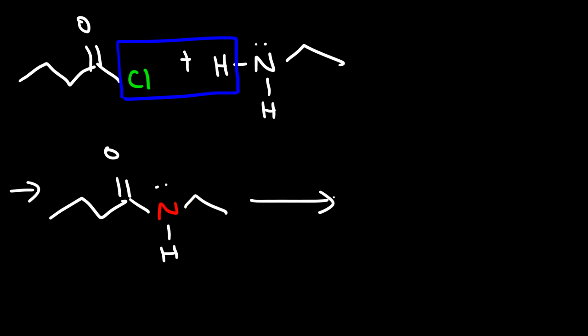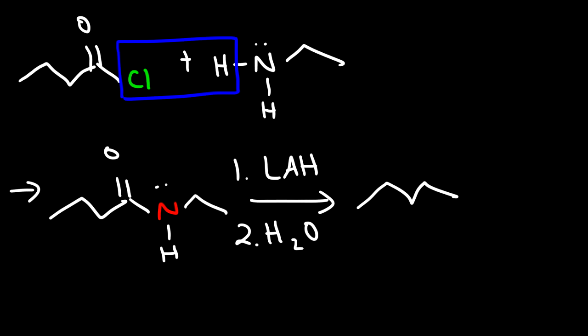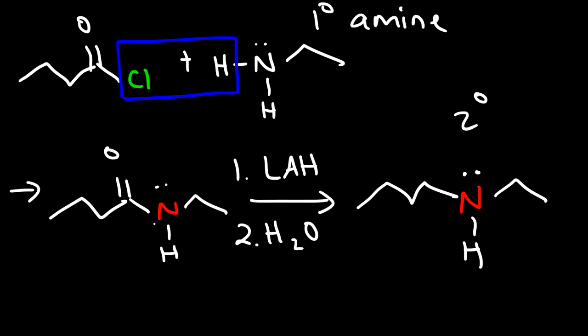And then we're going to reduce it. Sometimes you might see lithium aluminum hydride written like that, but if you do see that, it's the same. And so this carbonyl group is going to convert into a CH2 group. And so our product will look like this. So the end result is that we have a secondary amine if we react the acid chloride with a primary amine. And the reason being is we started with one R group, but we're going to add this R group to the nitrogen. So that's why it's going to be a secondary amine.